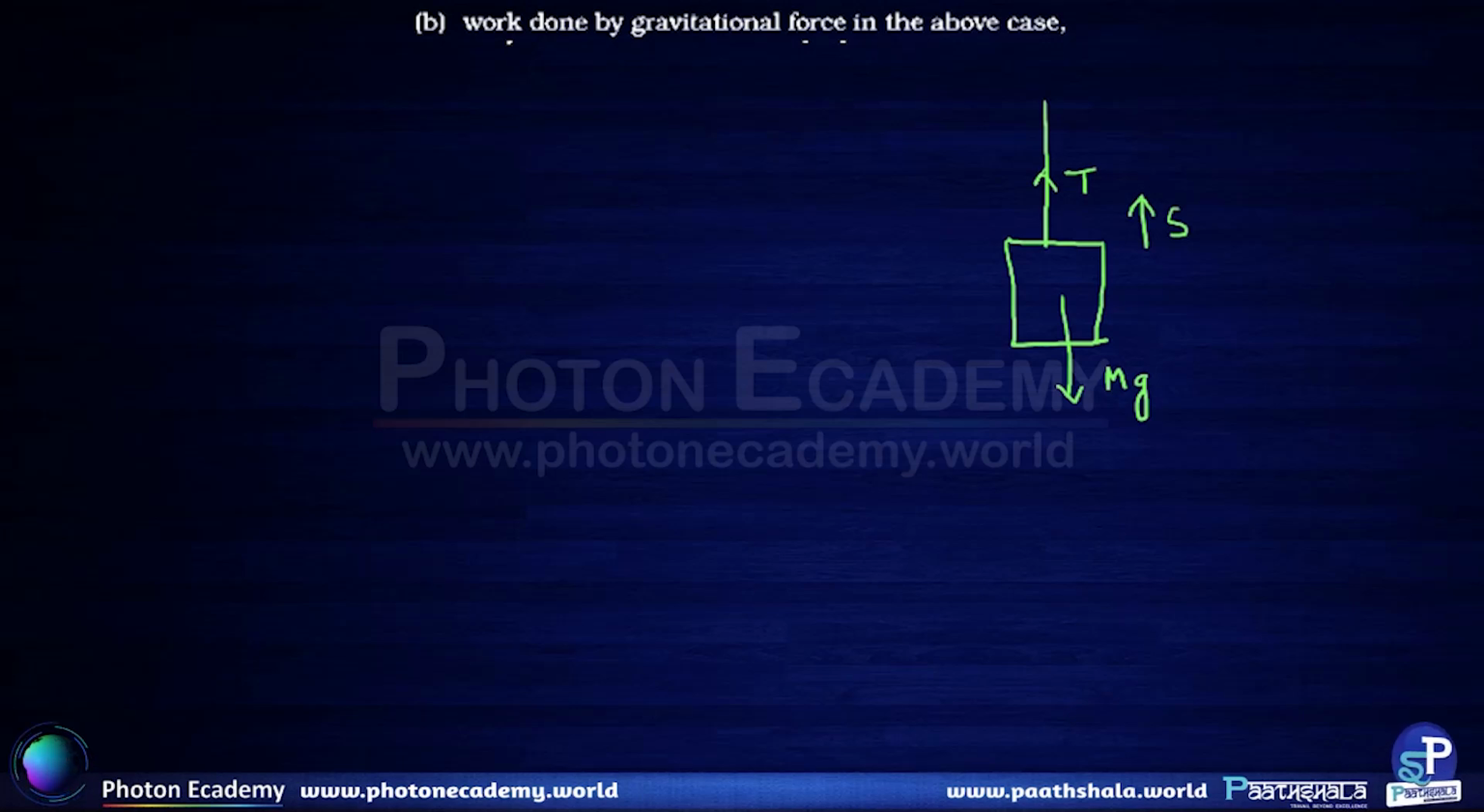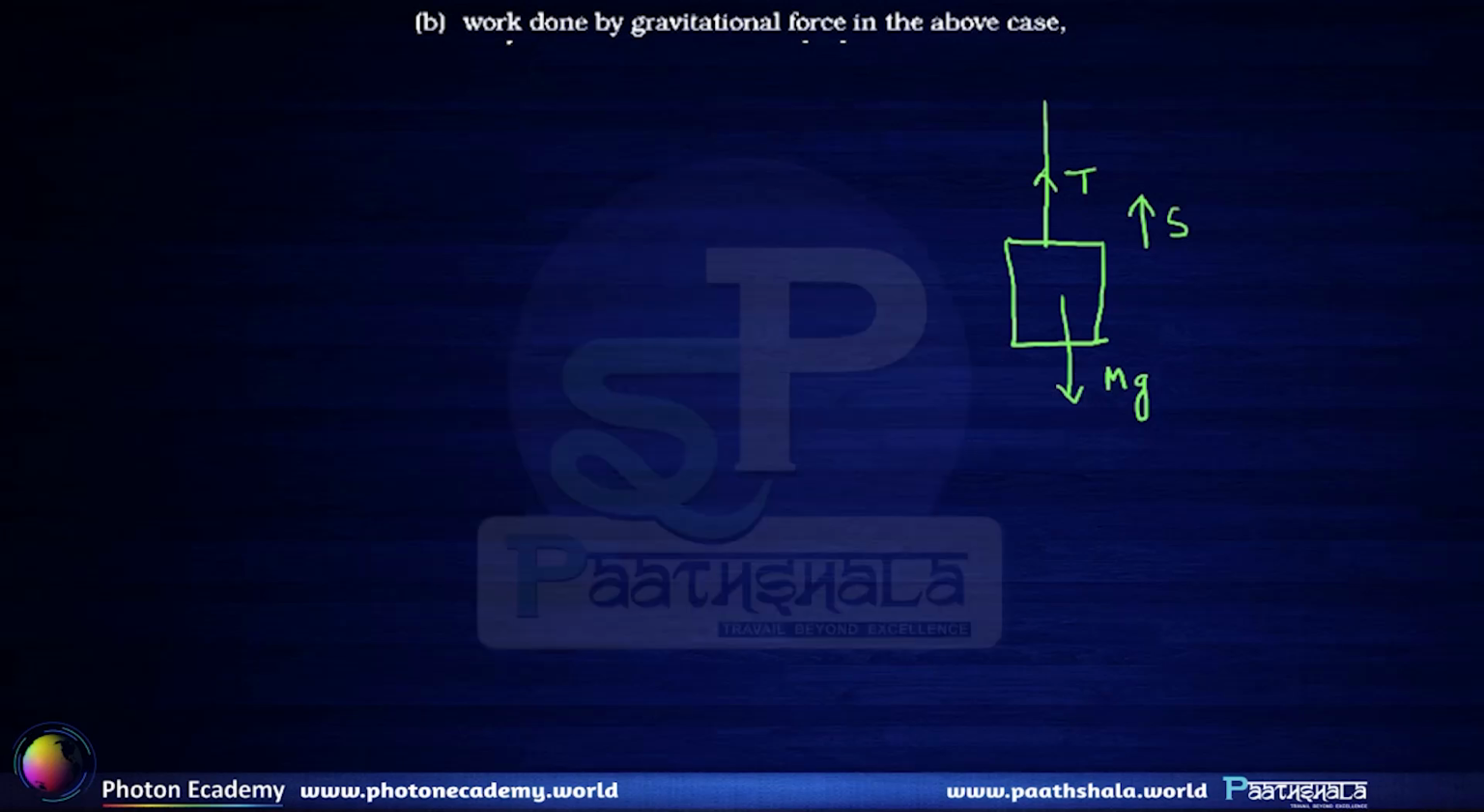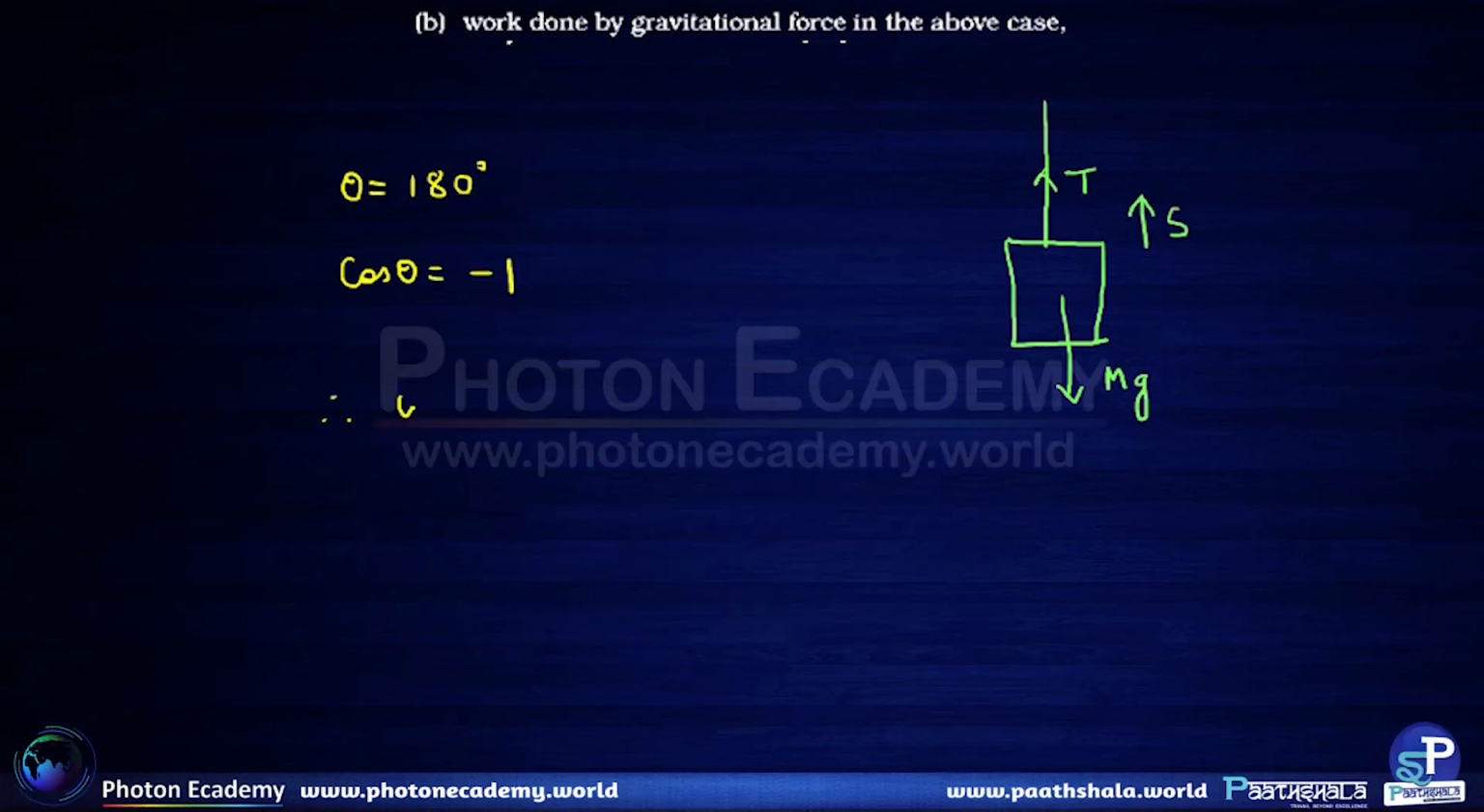As we can see here, the gravitational force and displacement are in opposite directions. That is, theta is equal to 180 degrees between them. Hence cos theta will be negative, that is -1. Therefore work done will be F s cos theta. As cos theta is -1, work done will be negative. So the work done by the gravitational force is negative.